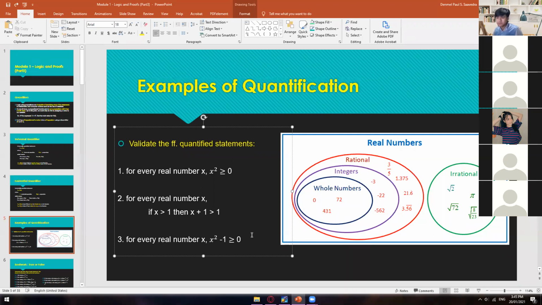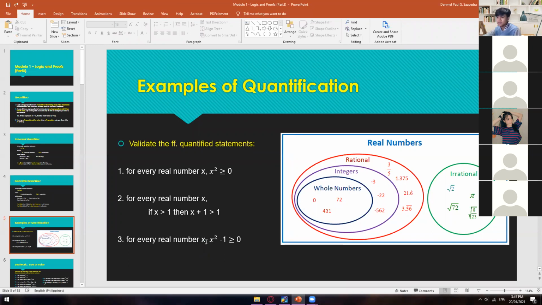False, sir. Why? What is that number that will make this one false? 0. Yeah, you're right. 0 is also a real number. So if you replace this x by 0, then 0 squared is 0, minus 1 is negative 1, wherein negative 1 is not greater than or equal to 0. So that's making number 3 a false statement.